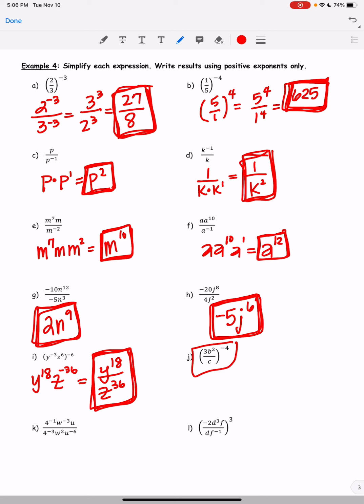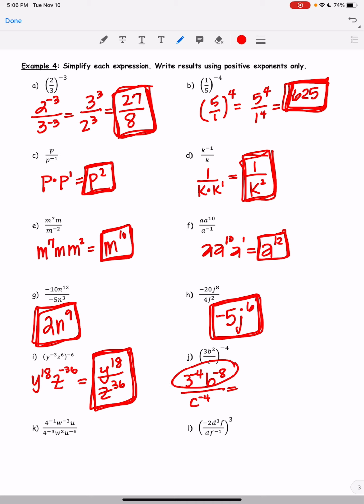On j, we can do it either this way or this way. It does not matter which. I'm going to use the first way though. So I'm going to use my power of a product rule and multiply that to everything, including what? Including the coefficient. So this becomes 3 to the negative 4, b to the negative 8, all over c to the negative 4. Now here, everything is negative, so I'm moving everything.